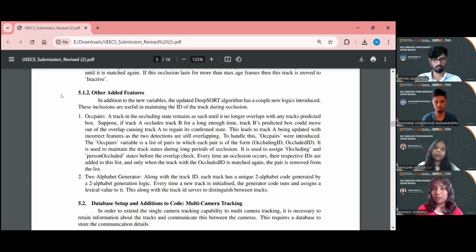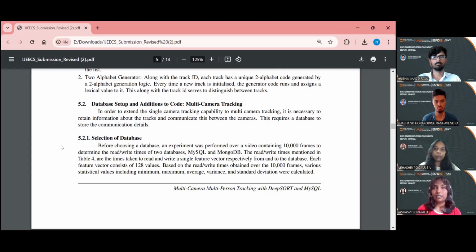And apart from this, there is also a two-alphabet generator, which we've introduced. That is kind of like a two-step verification to make sure that no two tracks at any point of time will get the same track ID, or the possibility of having the same track ID is very low. So having a track 1AB and a track 1CD are two different tracks.